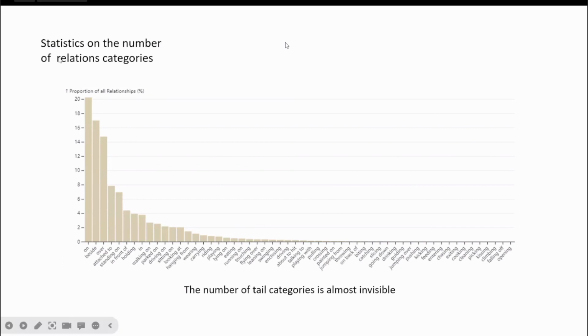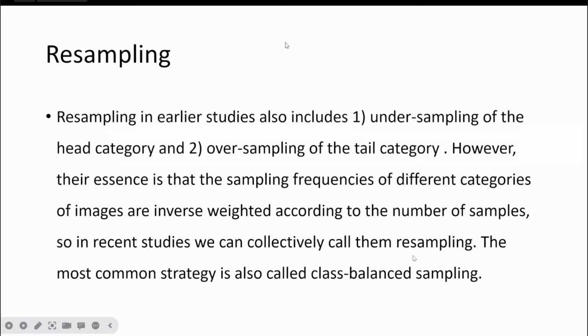We can see the statistics on the number of each relation category. The number in the tail categories is almost invisible. You can see the tail categories are very small. About resampling, early studies also include undersampling of the head categories and oversampling of the tail categories. However, the essence is that the sampling frequency of images of different categories is adjusted according to the number of samples.